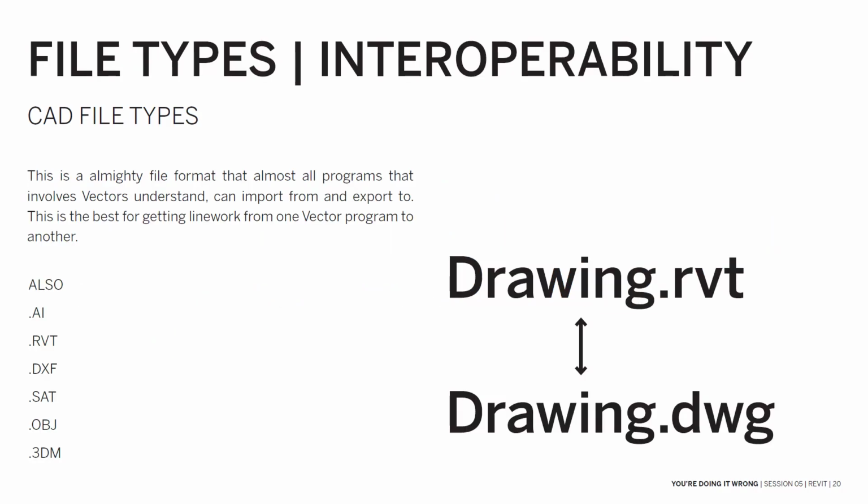Let's talk quickly about file types. So there's, of course, the almighty DWG, which if there is a CAD program out there that's worth its salt, it can import and export DWGs. Revit uses the RVT format, and it's not backwards compatible.